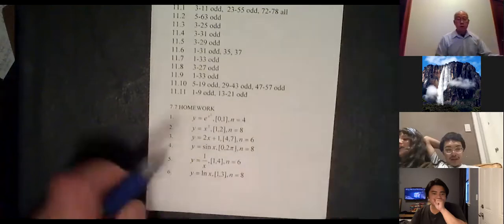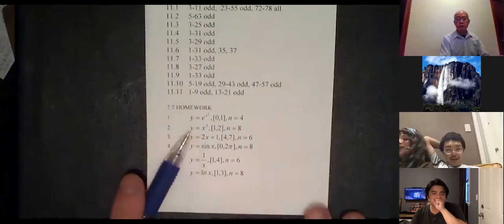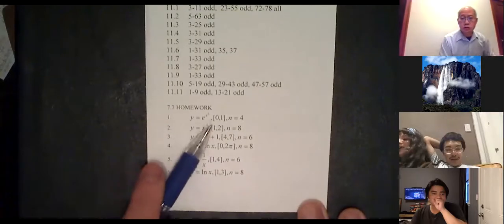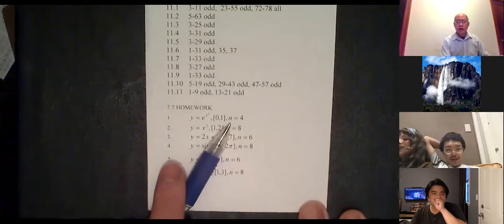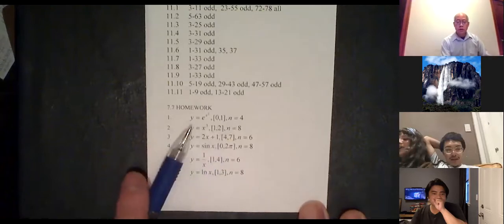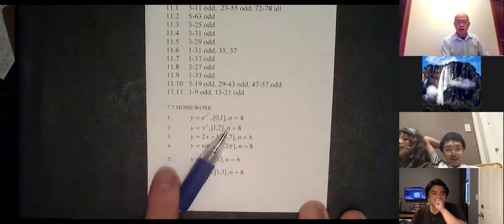All right, so let's get started with approximate integration. So we're using these things here, right? Number 1, y equals e to the x squared between 0 and 1, n equals 4. Number 2, y equals x cubed between 1 and 2 for n equals 8.